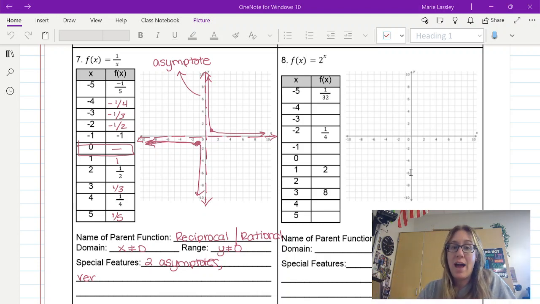All right, we also have the horizontal asymptote. That's the horizontal line that we don't cross at y equals 0. So there's a horizontal asymptote at y equals 0.